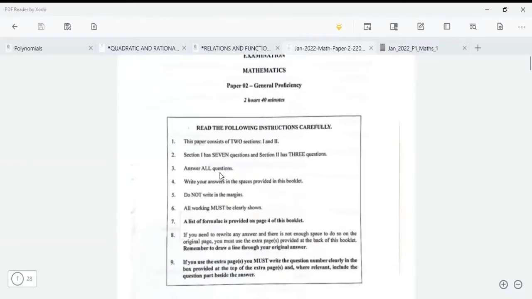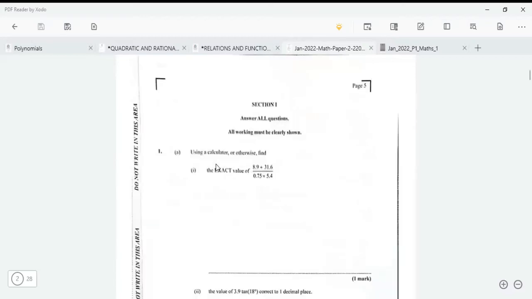All right, so just reading through the rules here of the January paper. The paper has 2 sections. Section 1 has 7 questions. Section 2 has 3 questions. Answer all questions. So we don't even need to bother to read anything, we just need to answer all the questions. All right, so let's go ahead and start the paper.